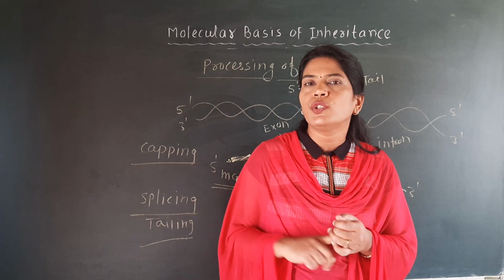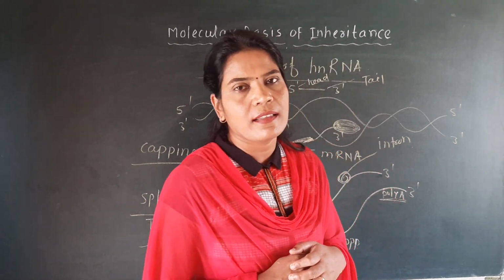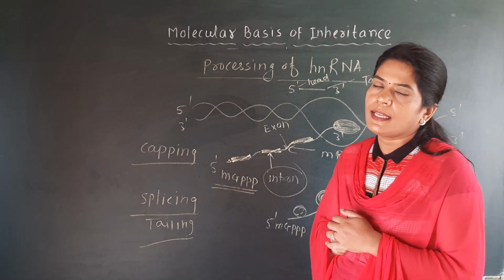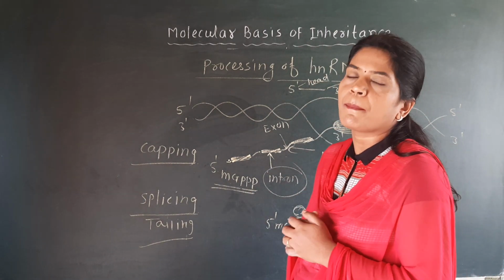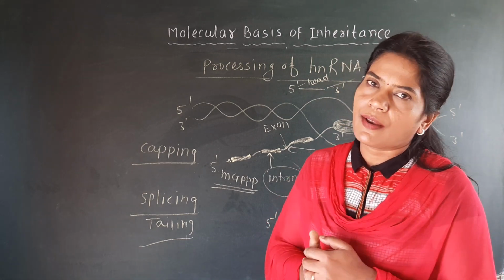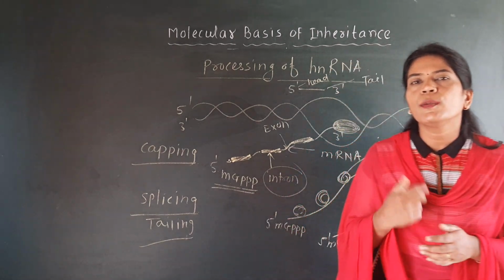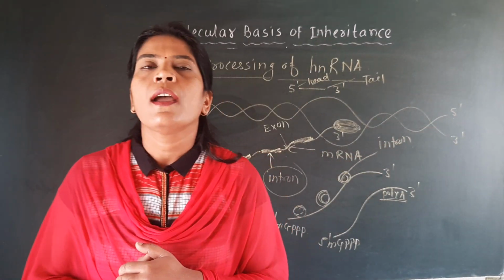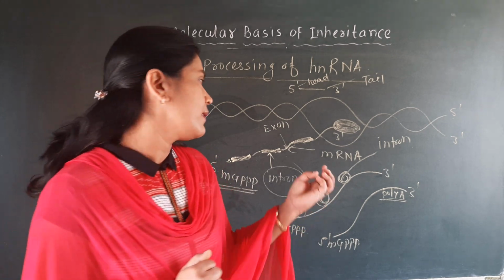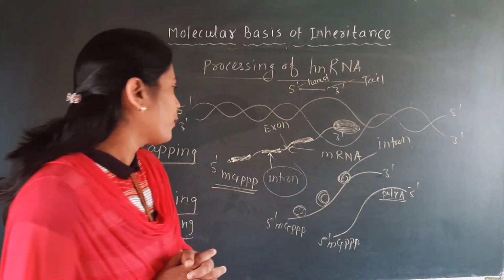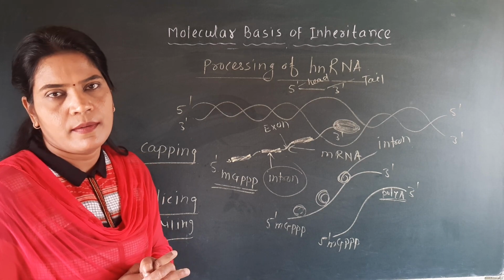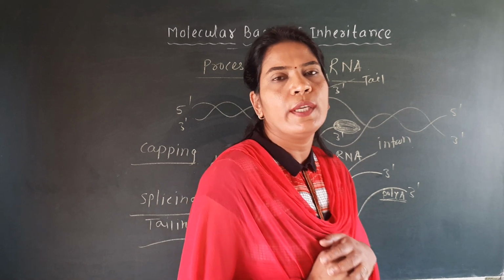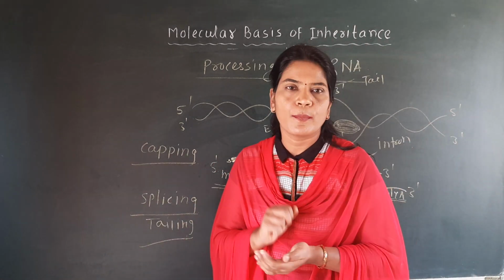Then we have seen how the processing of this hnRNA takes place by the 3 methods: capping, splicing and the tailing. Capping always occurs at the 5' end by addition of methyl guanosine triphosphate. Splicing means the removal of the intron from the mRNA, leaving the exon part, and tailing means the addition of poly A, many adenosine bases, to the 3' end. Thus here we have completed the transcription point.